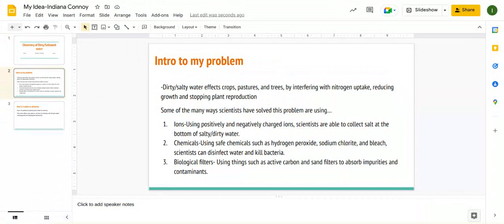Third, there are biological filters, using things such as activated carbon and sand filters to absorb impurities and contaminants.